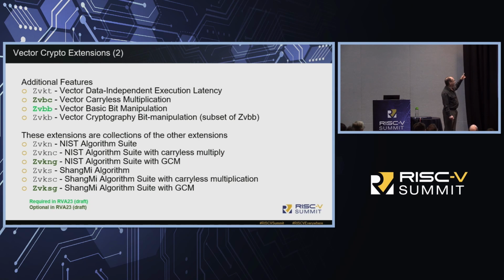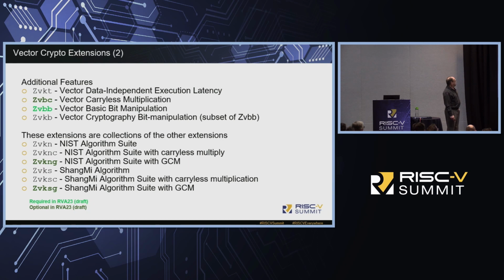ZVKB, the vector cryptography bit manipulation instructions, is a subset of the vector basic bit manipulation instructions. So it's the bit manip instructions that we initially put in that you need in order to implement the algorithms that I was talking about on the last page, AES, SHA-2, right? We also added instructions for SHA-3 in there. And to give you an example of what kind of instructions, there are things like rotate and not. Both of those are important for SHA-3. And then general bit manip instructions would be things like population count, find leading zeros.